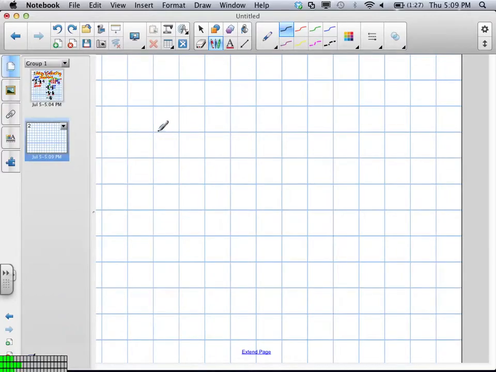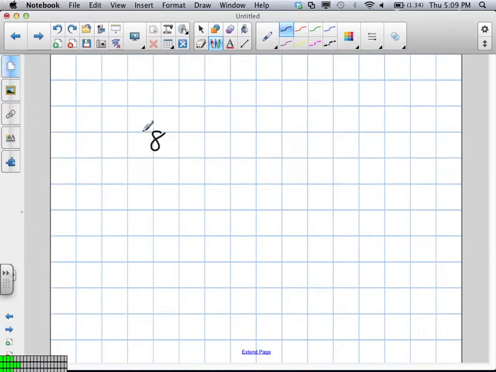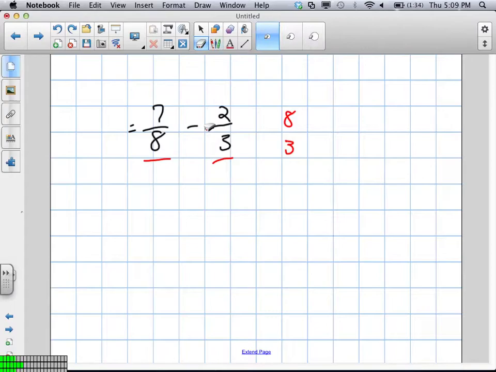Same idea. Let's do 7 over 8 subtract, what's a good one we can do? 2 over 3 again. So what do we have to find to be the same? A common multiple of what? The denominators. Good. So we take our values of 8 and 3. Actually, you don't want to use 8 and 3. I want to use ones that are going to be a little different. I want to find one that's in between.